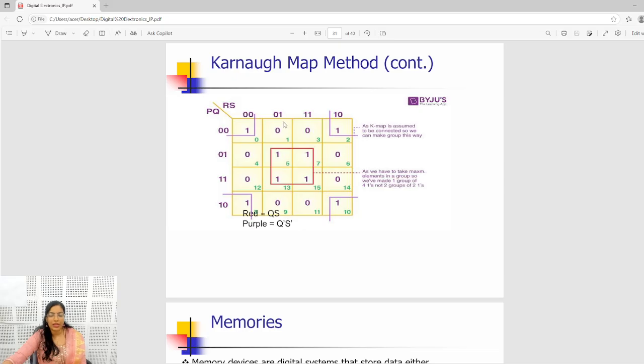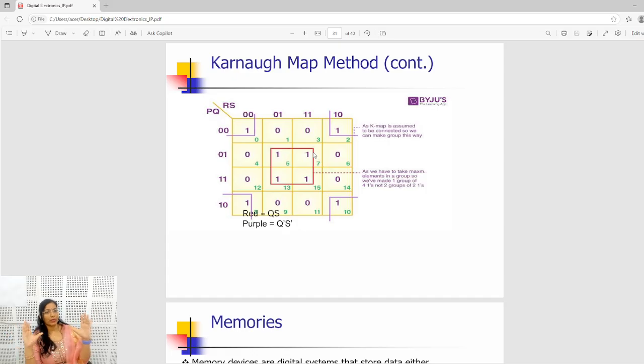We plot 1s here, and now we see what groupings can be done. A quad, an octet or a pair. So here we see, first of all, it is striking that in the center we get a combination of 4 ones which will make a quad here. And since I mentioned earlier that the K-map is a 3D figure, if you fold the edges, it will come as one, like you imagine a map.